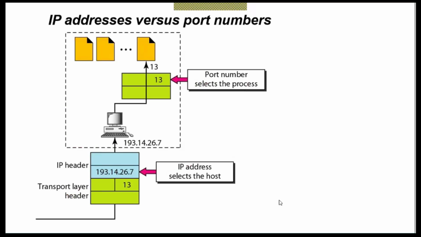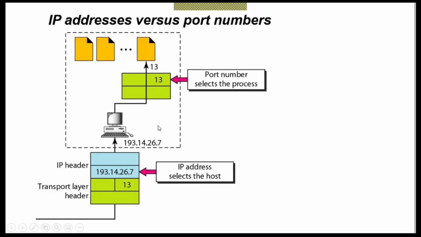What is the difference between the IP address and the port numbers? As I said, the port number selects the process, whereas the IP address selects the host. So who will do the work of bringing the packet up to the host? That will be done by the IP address. And who will take it to the process? The port number, right?